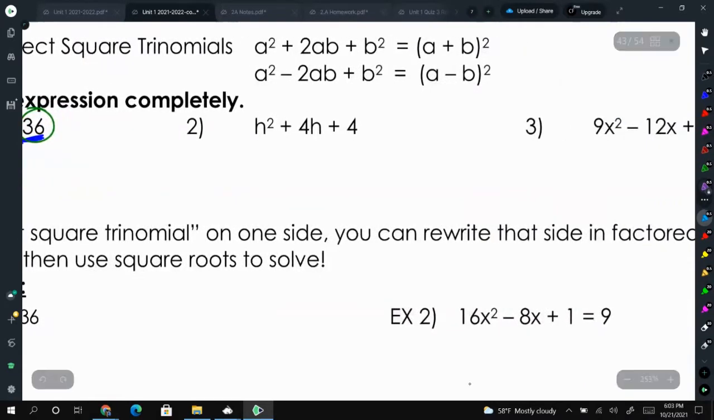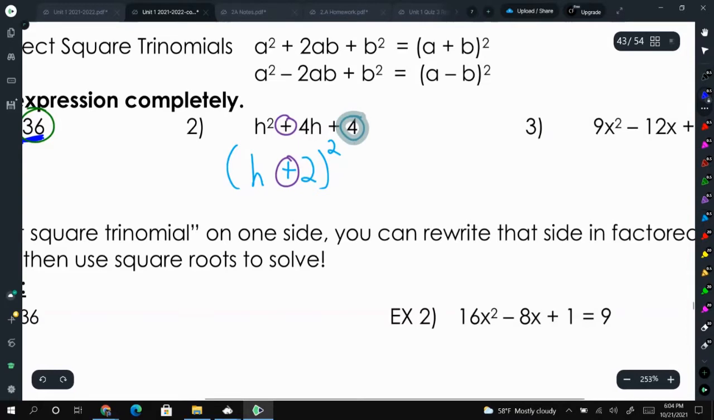For number 2, we're going to have h plus 2, again, because our b term is positive, it's squared, and the square root of 4 is 2, and the square root of 1 is 1, that invisible 1 in front.